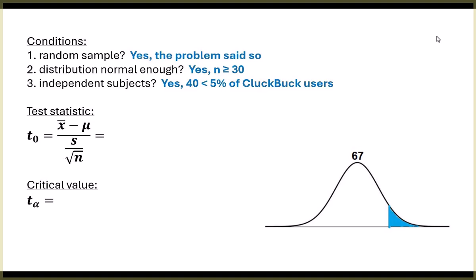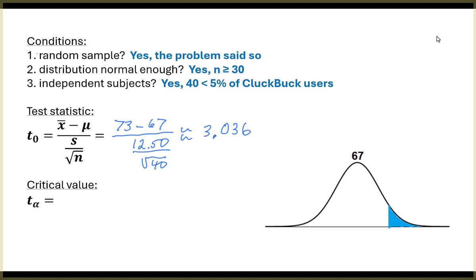So we've got our hypotheses set up. We've got our conditions checked. Now we need to do our test statistic. And so I'm going to plug in the values that we got. Notice the 73 is what we got from our sample. The 67 is our null hypothesis. Here's what I got. Go ahead and make it 3 decimal places because the table you're going to be using is 3 decimal places.